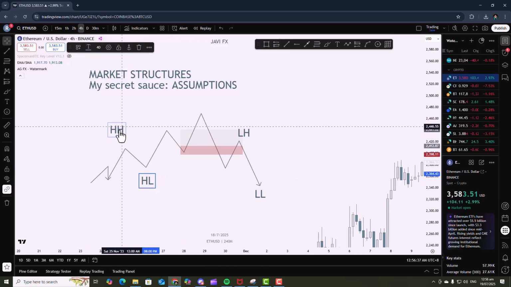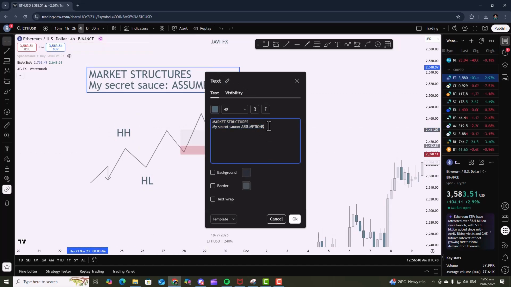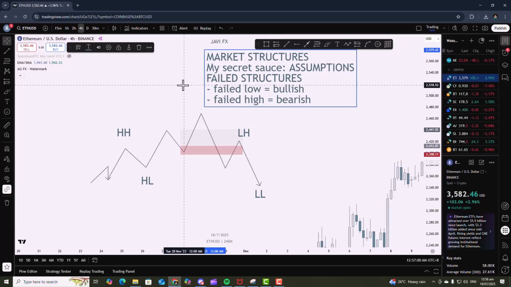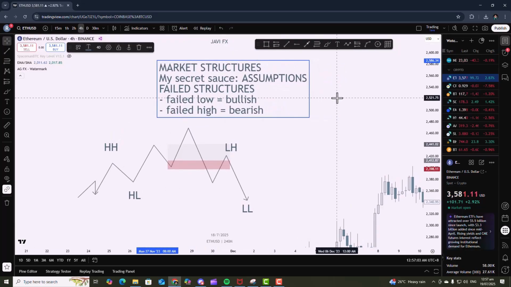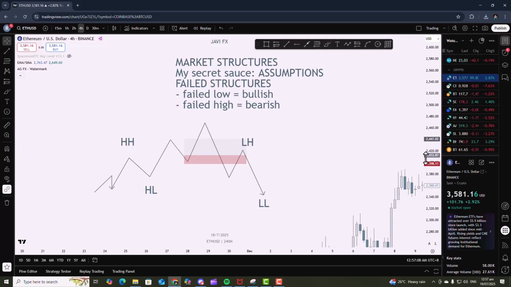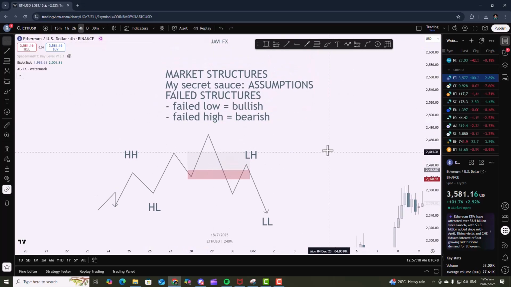Now here's where things get quite interesting. Let's talk about failed structures, shall we? Okay. Now, under that, a failed low is bullish, and a failed high is bearish. You might be saying, "What the hell are you talking about?" This may be the first time you see this, but it's very important. Okay, so let's tie everything together.